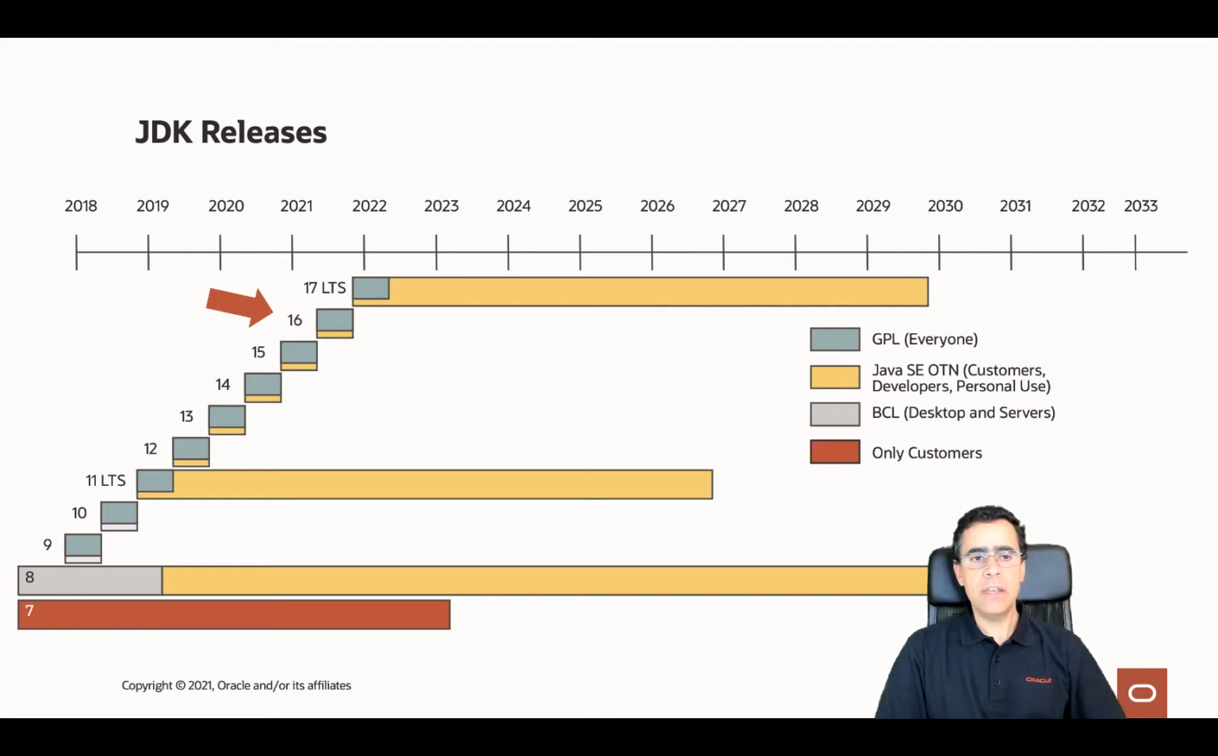JDK 16 is the first of 2 releases planned for 2021. It's the 7th release since we switched to a semi-annual release cadence, and the last release prior to the next long-term support due this September. Users of JDK 15, and for that matter 12, 13, and 14, if they haven't yet migrated, should move up to JDK 16. The next critical patch update scheduled for April will only include updates for 16, 11, 8, and for customers, 7.